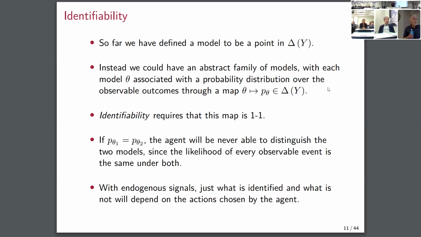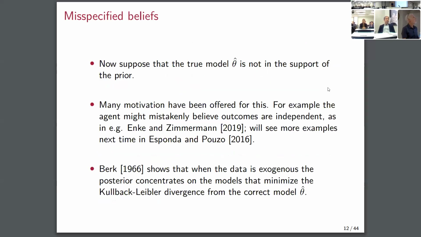Now, what I've shown you so far is where the data process is exogenous. With endogenous signals, you're going to have to pay attention to what isn't identified. If you think, for example, of a bandit problem, you play left or right. If you always play left, you won't see data on what happens if you played right, and you may or may not be able to infer what would happen if you played right from what you see when you play left. It depends on your class of model.